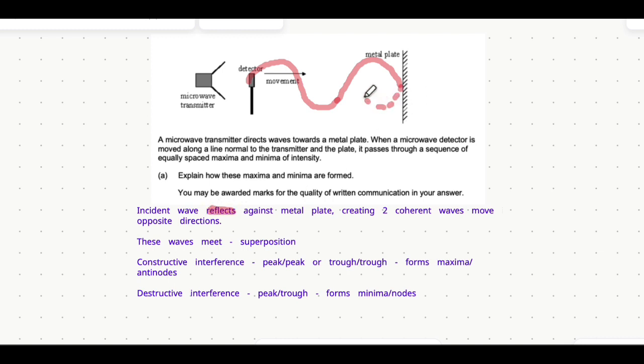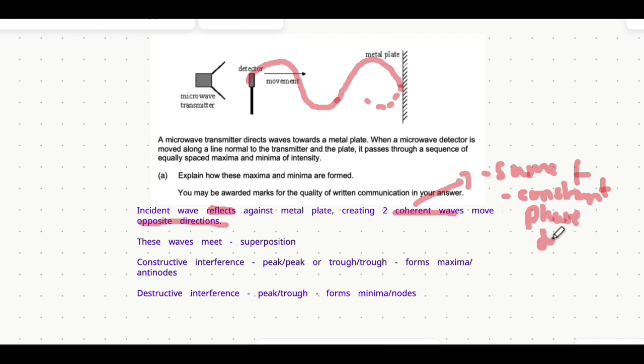Now, when it does reflect, what it creates is two coherent waves that are moving in opposite directions. The two waves in opposite directions are the incident one and the reflected one, and they're coherent, meaning they have the same frequency and a constant phase difference between them. The simplified term is that it's the same wave being reflected, so that's why it will have the same frequency and the difference between them will always stay the same. Now these two waves, because they're in opposite directions, they're bound to meet each other at some point, and that meeting is what we call superposition.